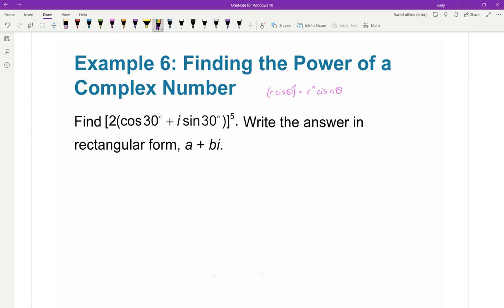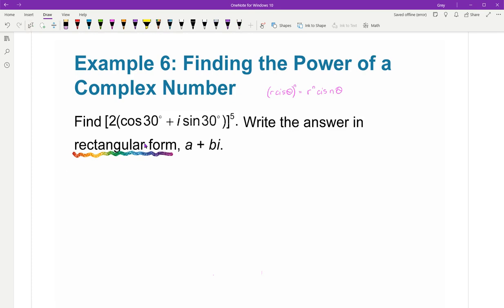Okay. We have to write our answers in rectangular form this time. So I can't leave it as r cis theta. I have to write it as a plus bi. So we're going to go through and do that. But you just have to pay attention to the directions and what they ask.